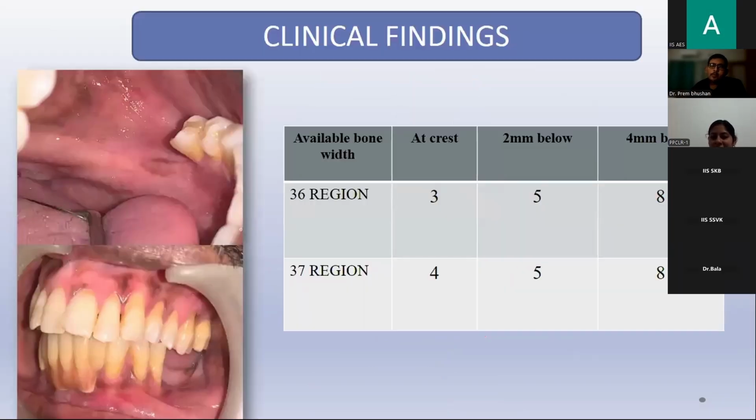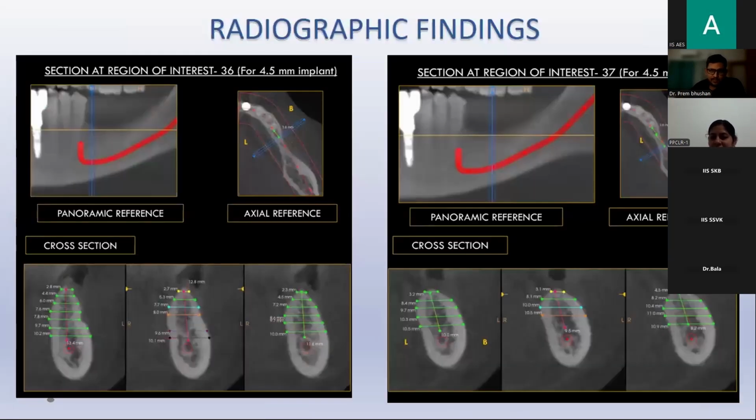Now, on clinical examination, it was found that the bone width at the crest was 3 mm in relation to 36 and 4 mm in relation to 37. And 2 mm below the crest, it was 5 mm in relation to 36 and 37. These are his CBCT findings.